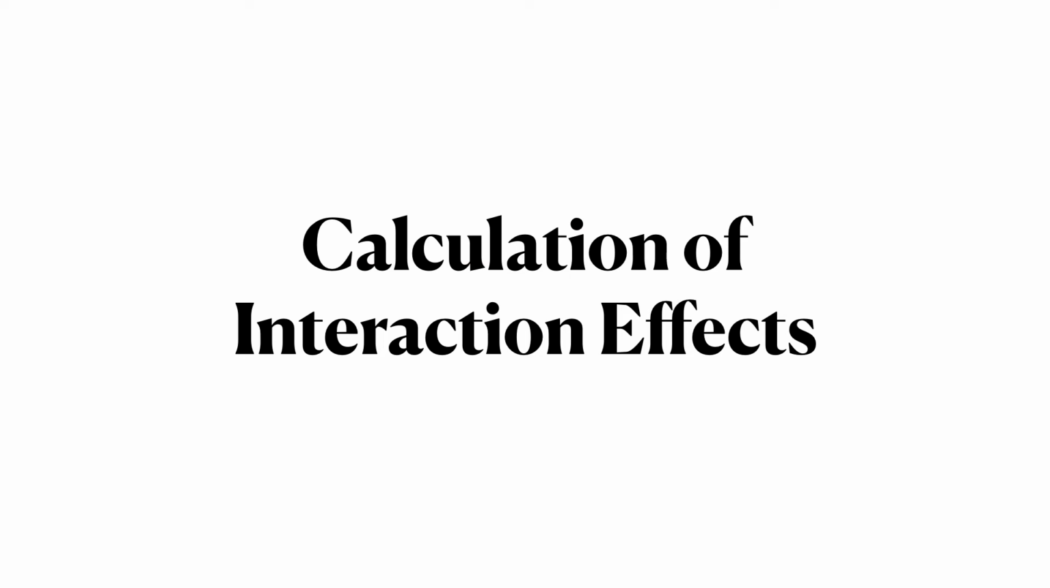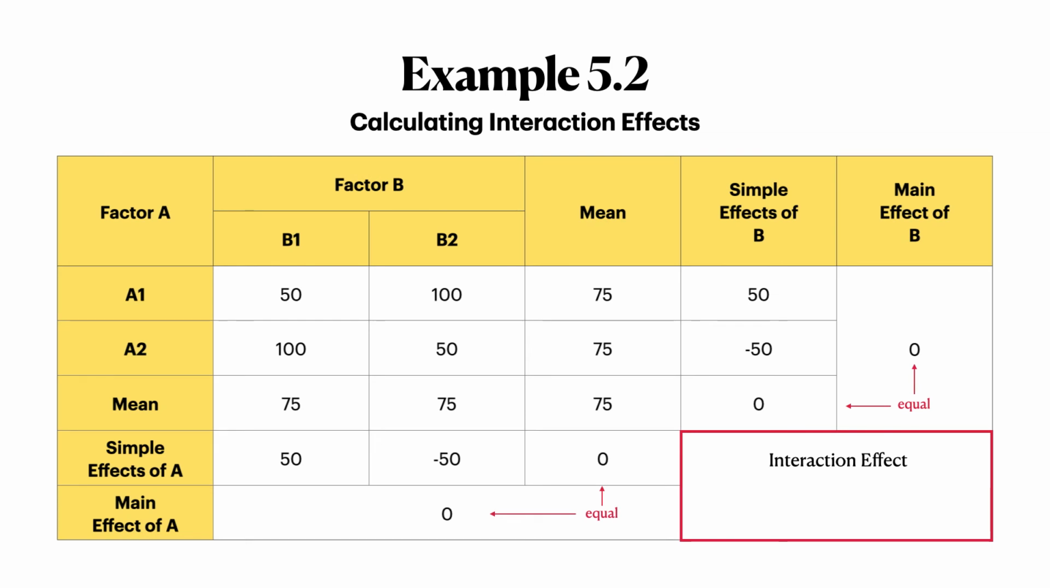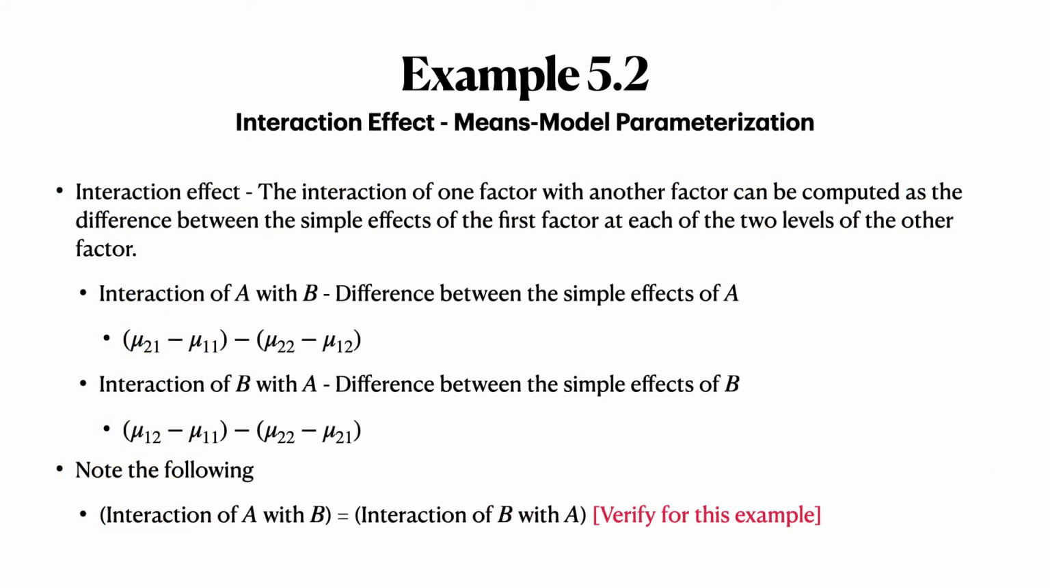All right, and then finally, let's calculate the interaction effects for this situation. As we did in the last example, we've reserved a space in the table for the interaction effect. It's that bottom right-hand corner of our table. You'll recall that the definition of an interaction effect, the interaction of one factor with another factor, can be computed as the difference between the simple effects of the first factor at each of the two levels of the other factor.